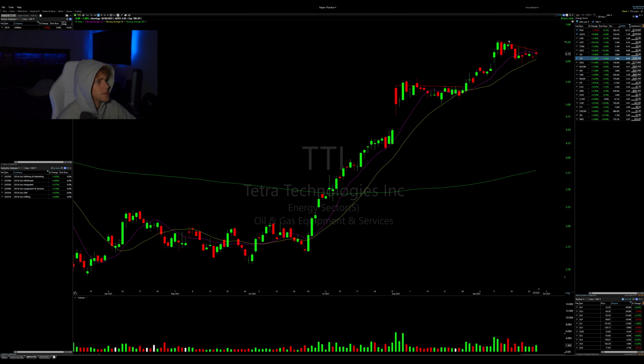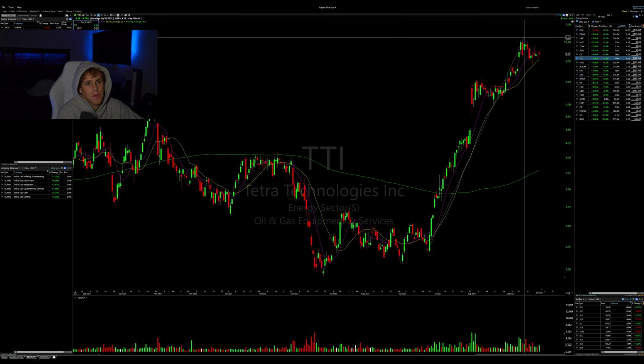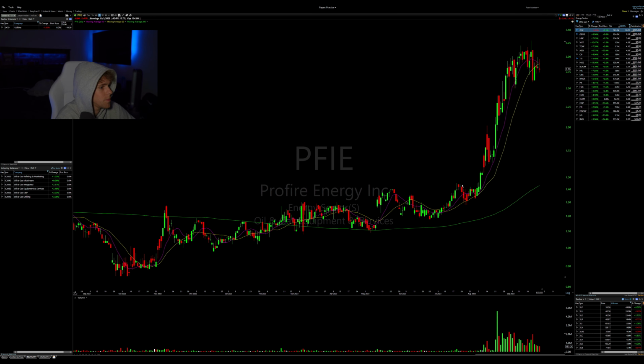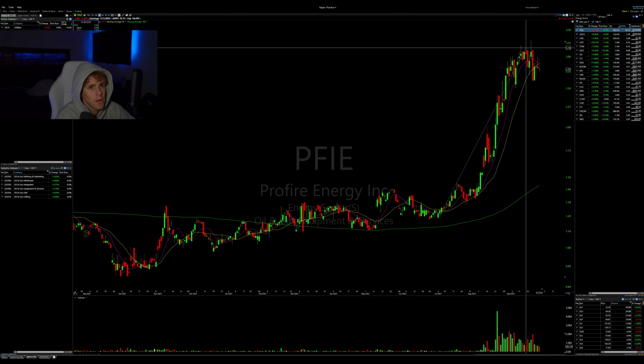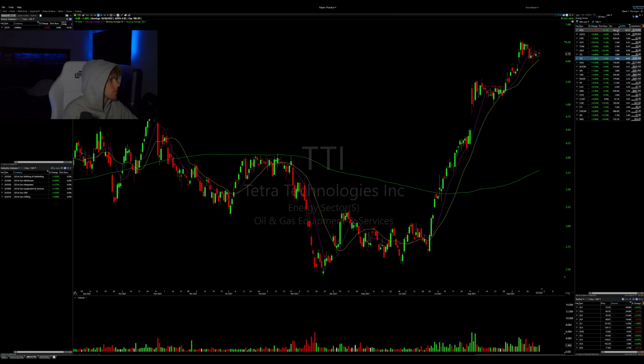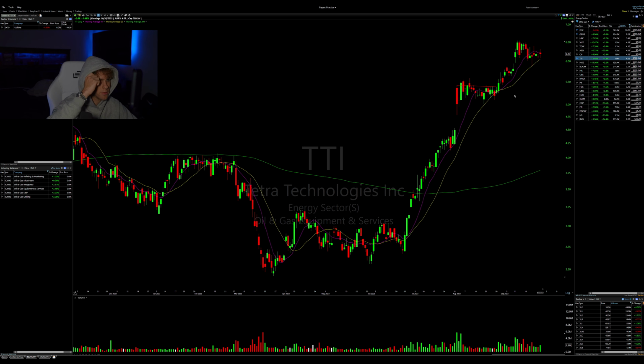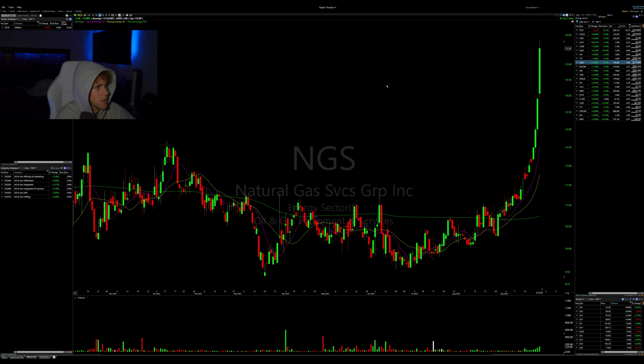You can see TTI is setting up here. This one I'm actually a pretty big fan of. It's made a 144% move. PFIE made a 163% move, but it's way thinner. TTI has, you know, like 6 times the market cap. ADR is much lower, but it is setting up a lot better. It's already looking pretty good. Energy's looking solid right now. The only thing is just overall market isn't that strong.